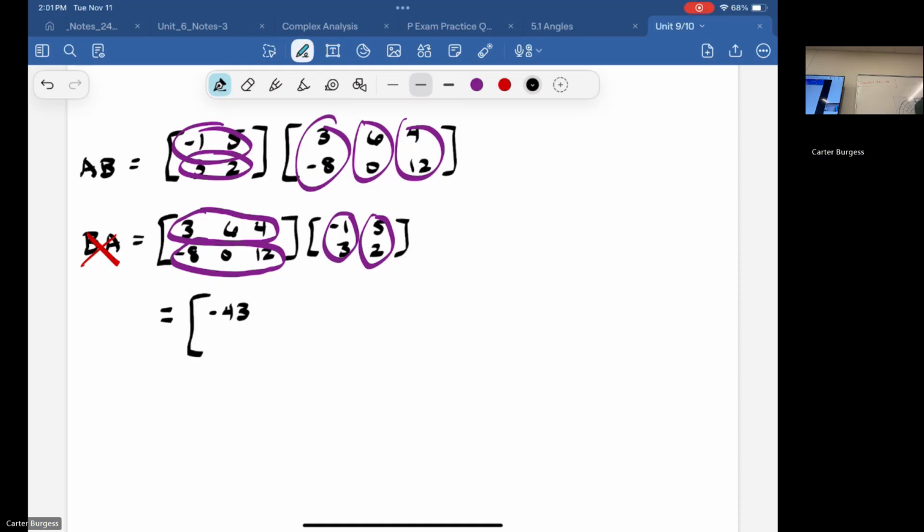Yep. Very nice. 56. 6. Very nice. And then exact same thing for our second row, but instead of using the -1, 5, we use the 3, 2. So 3 times 3 is 9, plus 2 times -8, -16 gives me -7. 3 times 6 plus 2 times 0 is 18. And then 3 times 4 plus 2 times 12, I get 36.